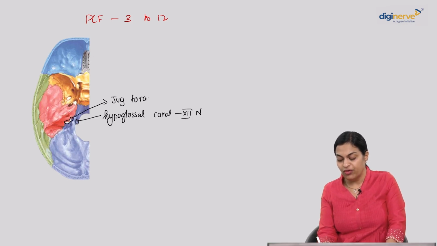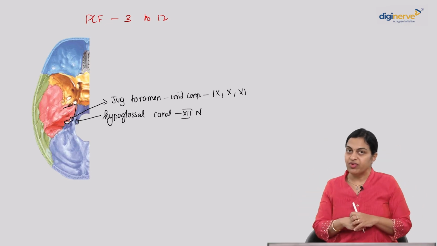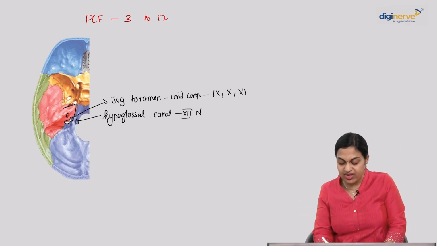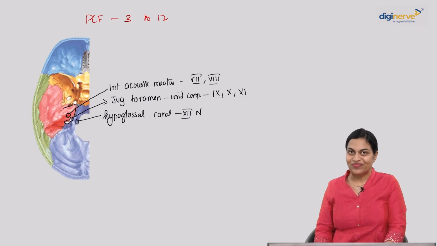This here is the jugular foramen. The intermediate compartment of the jugular foramen transmits the cranial nerves 9, 10 and 11. Above that, this is the petrous part of the temporal bone, the pyramidal shape that you see here. It has the internal acoustic meatus. The internal acoustic meatus transmits the 7th and 8th cranial nerve.